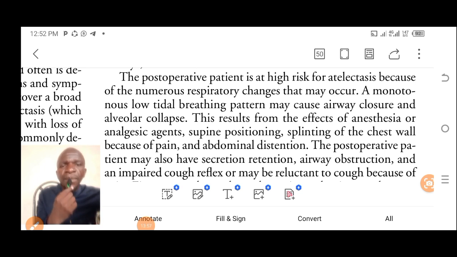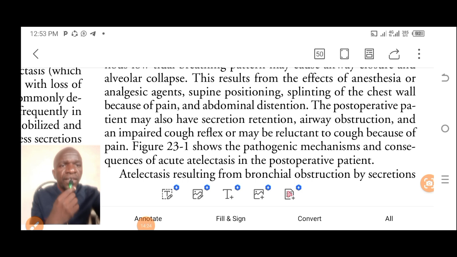And again, because someone may be having excruciating pain, a lot of pain, they may decide to splint their chest so that they don't aggravate and exacerbate the pain. When that happens, it means that there isn't going to be enough air entering the alveoli because of shallow breathing. And when that happens, what it simply means is that you are going to have lung collapse, which is atelectasis as well. So these are some of the issues which happen as well.